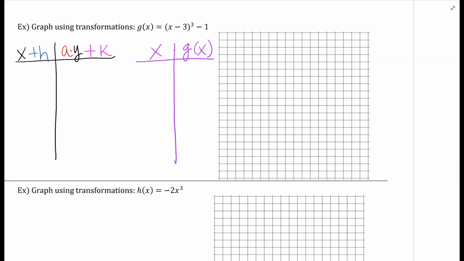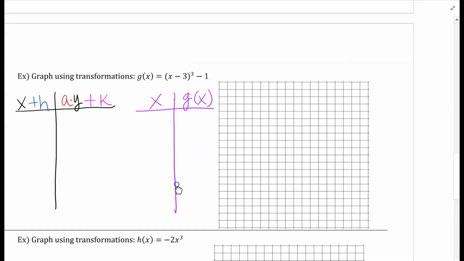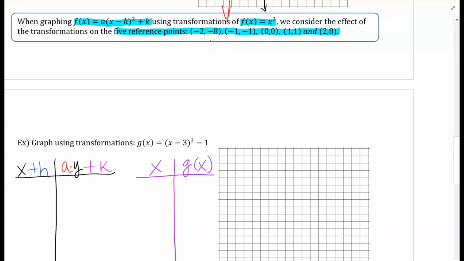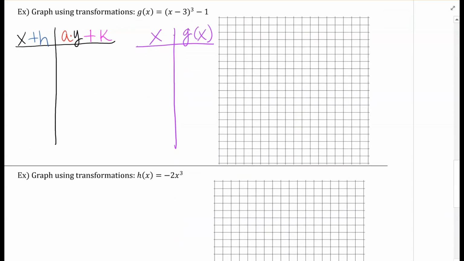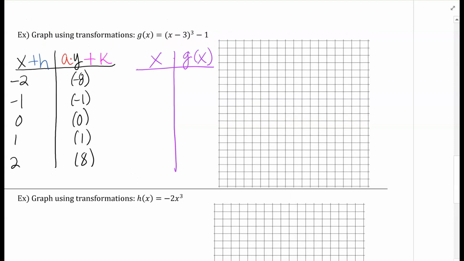So my key coordinate points that I just had up here, -2, -8, -1, -1, 0, 0, 1, 1, 2, 8, those are the ones I want to put under my x and my y's. So my first coordinate is -2, -8, then I have -1, -1, 0, 0, 1, 1, and 2, 8. So next I need to know what are your h, a, and k values.